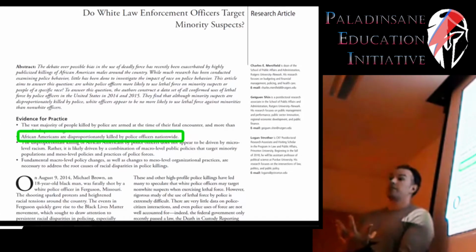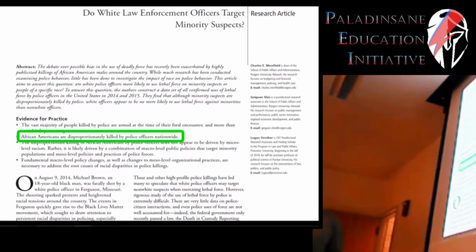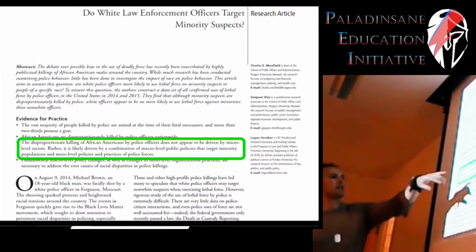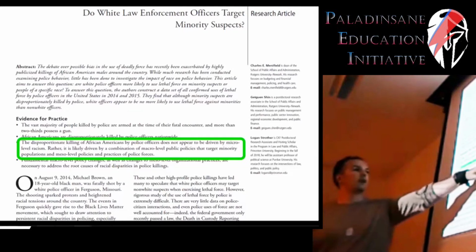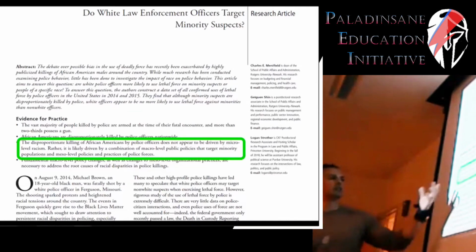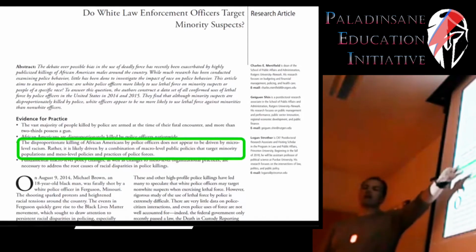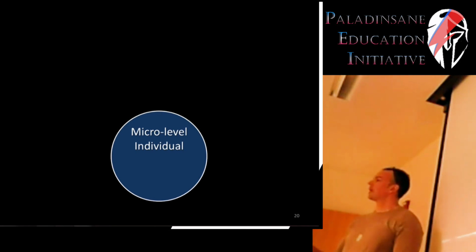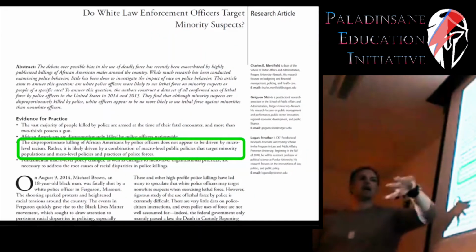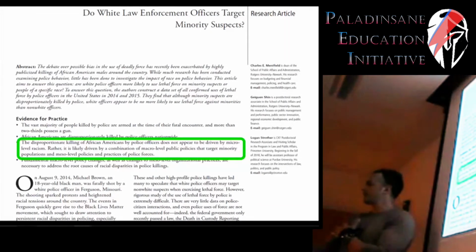So there is a problem, right? It's not like they're saying that there's no issue here. There is definitely an issue, but their conclusion was that it doesn't appear to be driven by micro-level racism. Rather, it's a combination of macro-level public policies that target minority populations and meso-level policies and practices at police levels. So there's a lot of terms in there. When you're looking at sociological forces, micro levels are individuals. And what they found was that this was not an issue for individuals. It was not individual racism that was driving this effect.